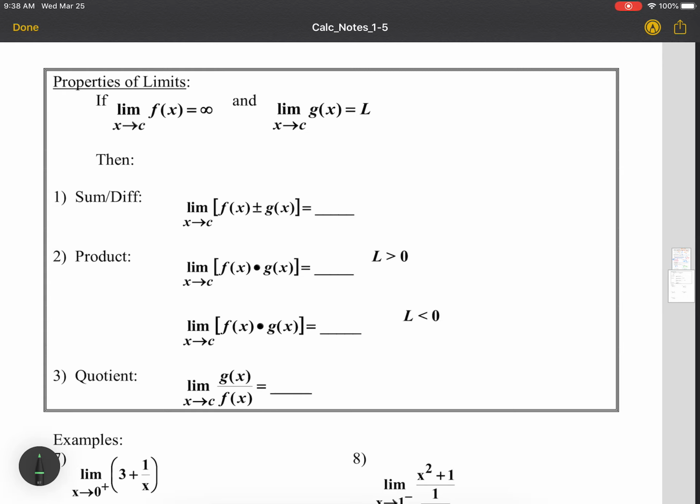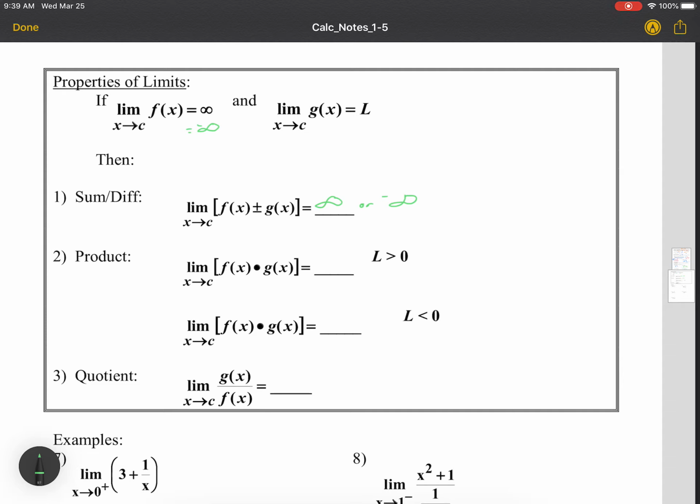And another thing, if f of x, this can also equal negative infinity. Just put that in up there. Okay, so if the limit as x goes to c of f of x equals infinity or negative infinity, and the limit of g of x is a real limit, then these properties exist. Okay, so for number one, the sum or difference, if we're adding two of them, one's infinite, one's a real limit, it can either be infinity or negative infinity. And that just has to do with the sign of the limit itself.